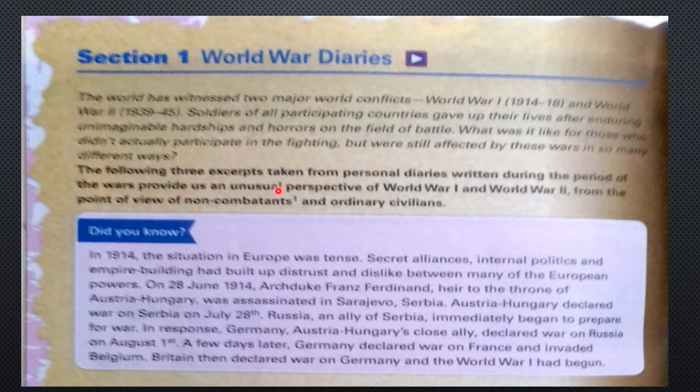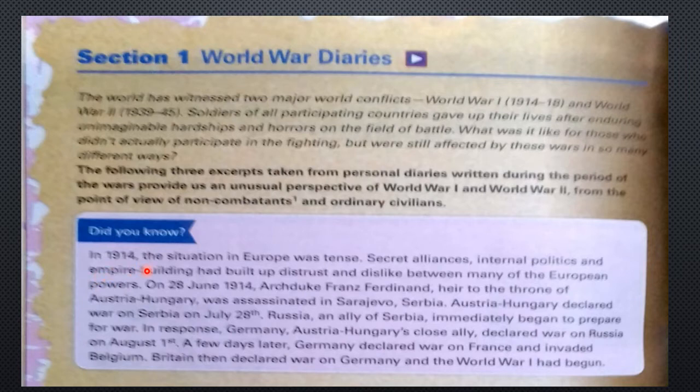The following three excerpts, taken from personal diaries written during the period of the wars, provide us an unusual perspective of World War I and World War II from the point of view of non-combatants who were not fighting. They were not soldiers fighting with enemy soldiers, they were ordinary civilians. Now, in this part you can learn something.